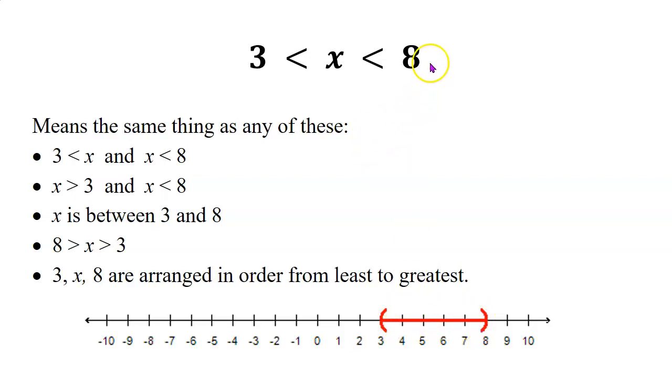We could also look at it from the other direction and say that 8 is greater than x is greater than 3. So here I've got them arranged from smallest to largest, 3 to 8 with x in the middle, but I could arrange them from largest to smallest, 8 down to 3 with x in the middle.